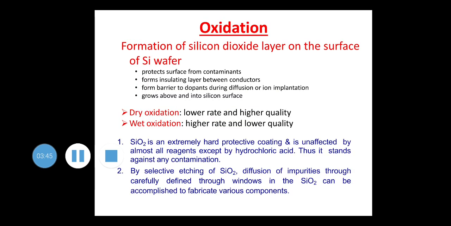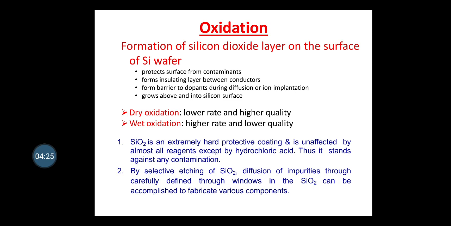Here you can see oxidation is nothing but the formation of a silicon dioxide layer on the surface of the silicon wafer, so that the whole silicon wafer, along with that epitaxial growth, gets a silicon dioxide layer. The function of the silicon dioxide is to protect the surface from contaminants, form an insulating layer between conductors, and form barriers to dopants during diffusion or ion implantation. It grows above and into the silicon surface. There are two types of oxidation process. One is dry and the second one is wet.